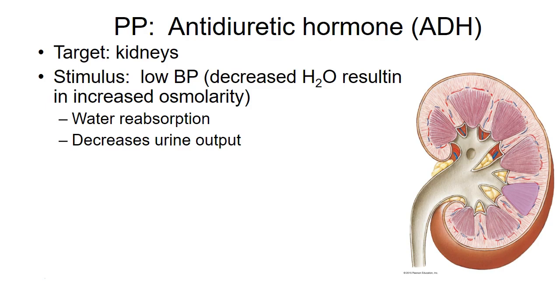So it's going to want to try to resorb water before it makes its way into the urine, to try to minimize the amount of water that's found in the urine. So water resorption. And so if we have less water in the urine, that means less volume of urine and therefore less urine output, right? Okay? Now, what's the stimulus for this?